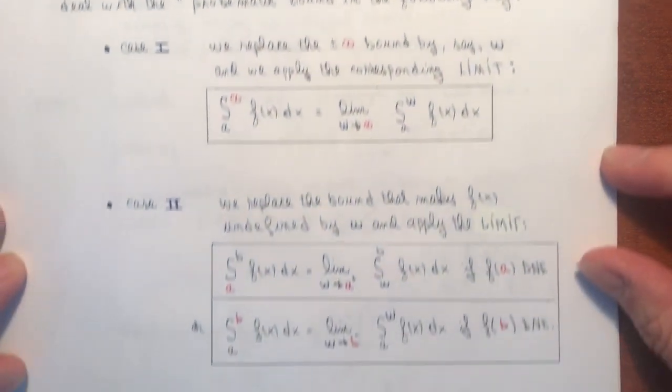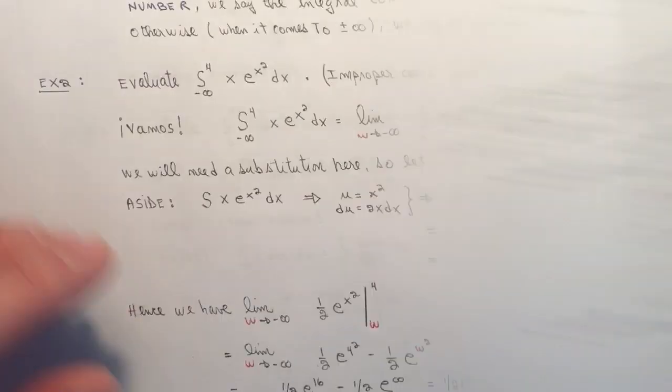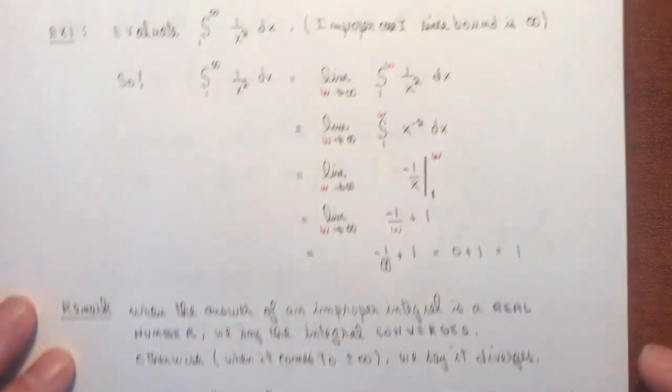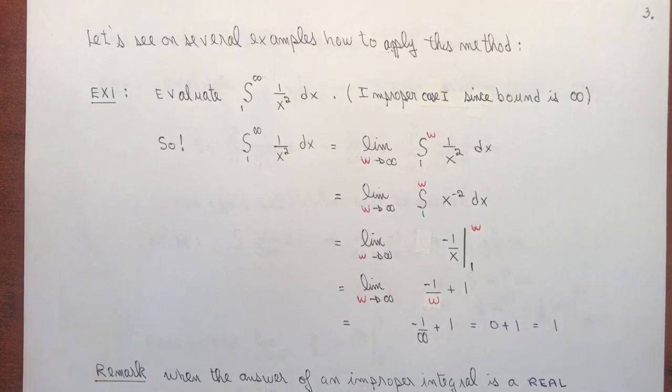In the case 2 situation, we have a bad bound of a here, so we replace the bad bound a with w, and we let w approach a from the right. That, of course, is if f of a is not defined. If f of b is not defined, then we replace the b with w, and then we take the limit as w approaches b from the left side. Let's consider a couple of examples and see how we can apply this solving method.